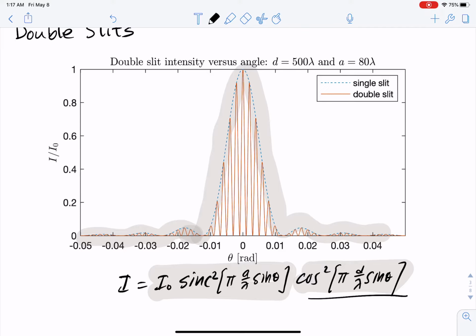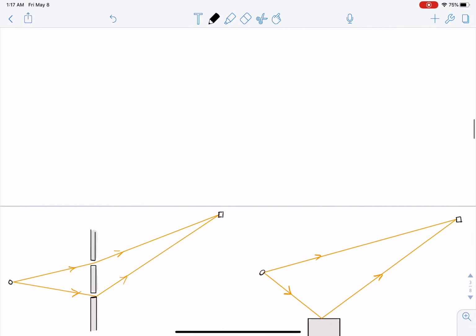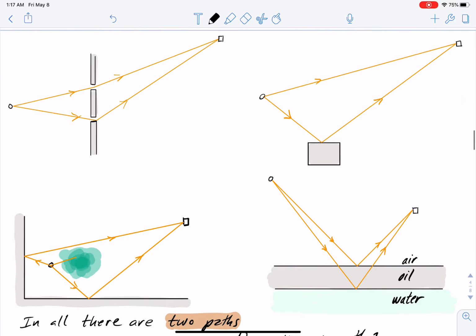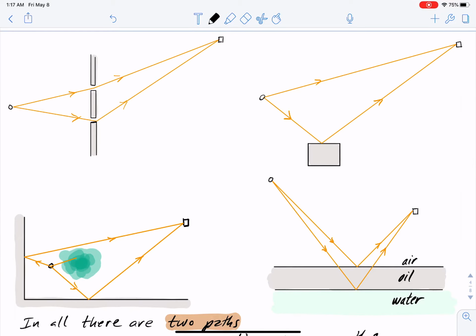Now our goal for today, as I said, is to see better where this comes from and understand it better. The double slit is a class of problems which are all very similar. These are all, in some ways, the same problem. In each of these, we have a source, a round thing, and an observation point. And then we have two ways to get from the source to the observation point.